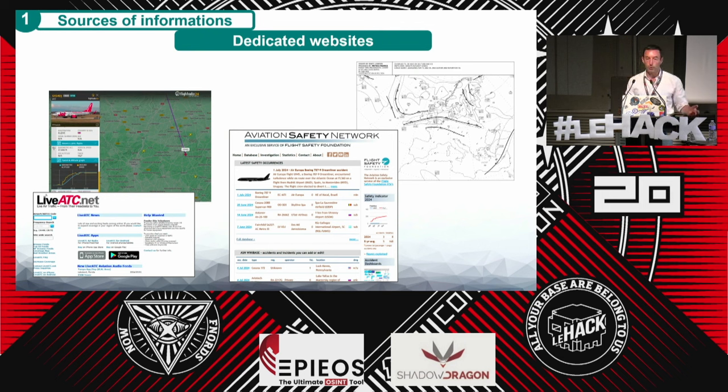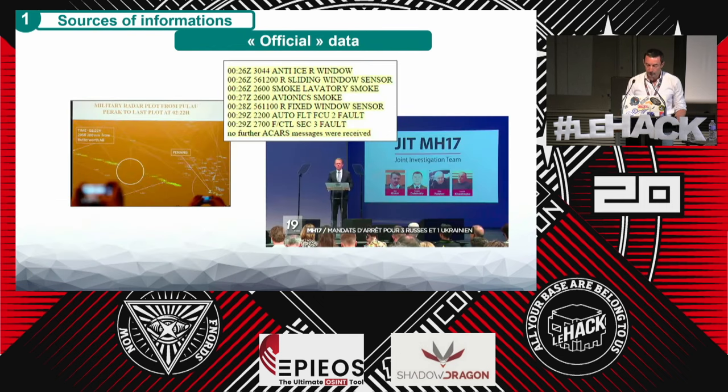When there's a problem with the plane, you can look at the history of the plane. Did he have an issue? Who owned it before? Who operates it? And it can be, of course, very interesting. After that, you have the official data. The official data, of course, can be openly shared, but sometimes it's not voluntary.